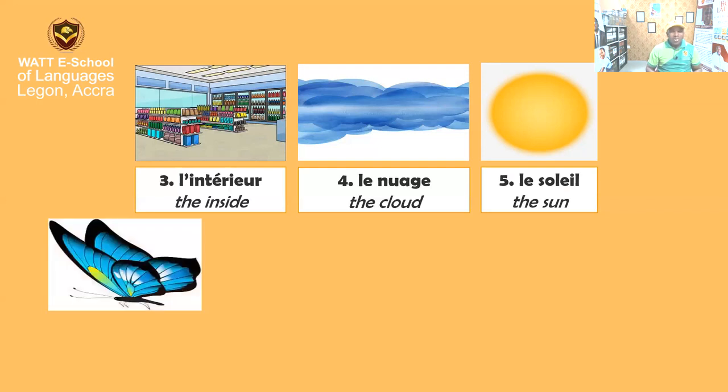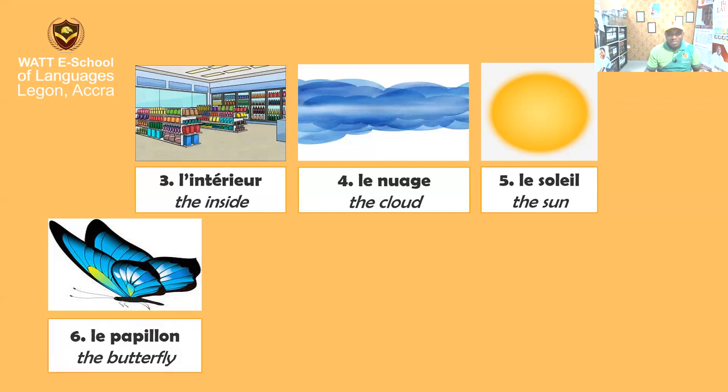He said what? Butterfly. French does not say butterfly. What do you say in French? We say le papillon. Can you repeat? Le papillon. Again, le papillon.